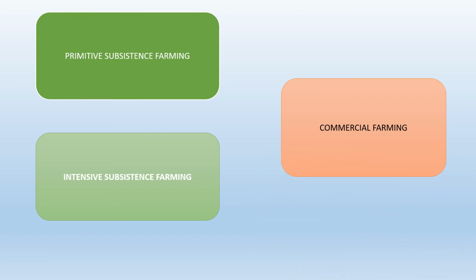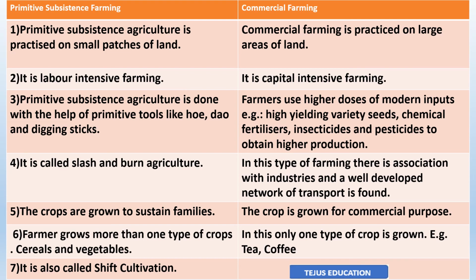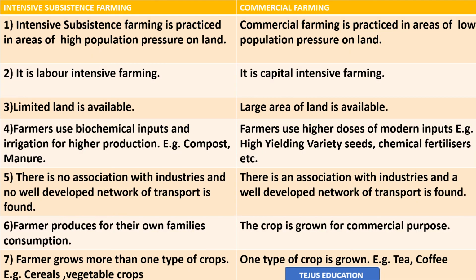So we discussed all the three types of farming. They will ask for 2, 3 or 5 marks questions. Please learn these 5 points by heart. Here again, the comparison between primitive subsistence farming and commercial farming is given. Please take note of it. Here the comparison between intensive subsistence farming and commercial farming is given.